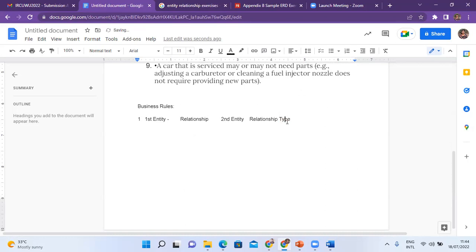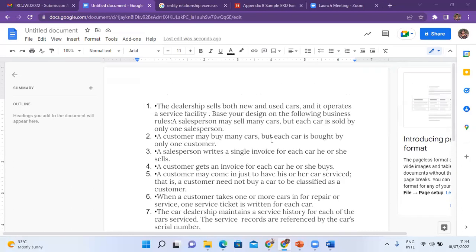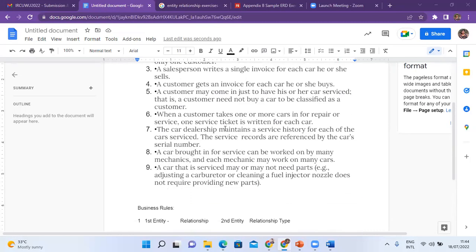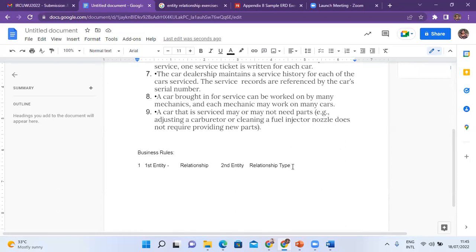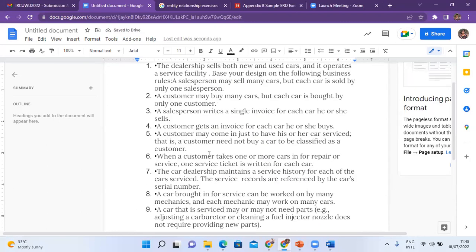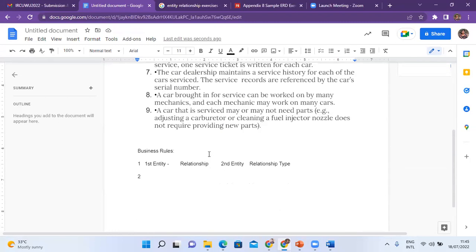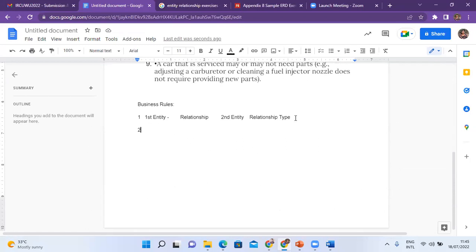So I will share this with your group. Point wise, you can divide all. Finally, you have to come up with all the entities and relationships. You can put 1, 2, likewise. If you have 2 or more business rules in one sentence, just put 1A, 1B, likewise. Okay. So I will share this link.